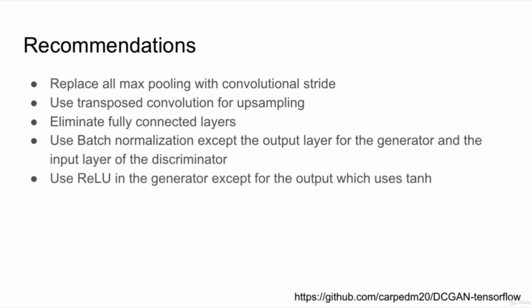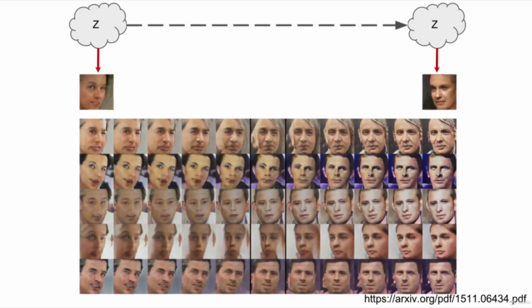Use ReLU in the generator and leaky ReLU in the discriminator. All of these recommendations were obtained empirically. The authors just tried and obtained results. However, it allowed them to significantly boost generative learning forward.